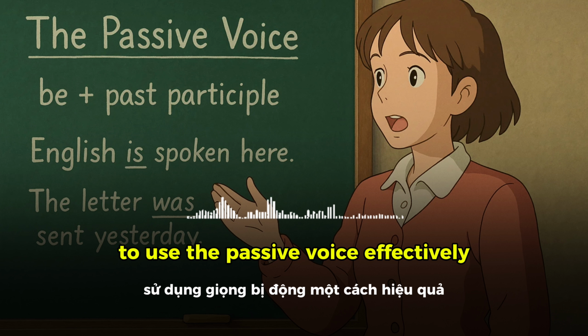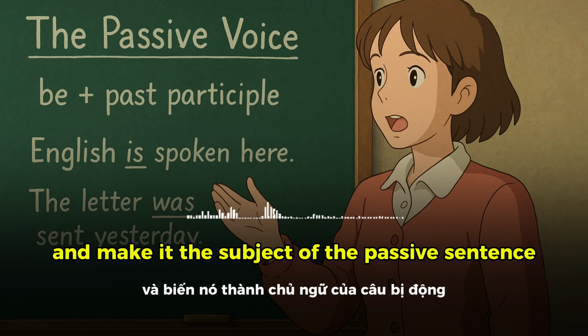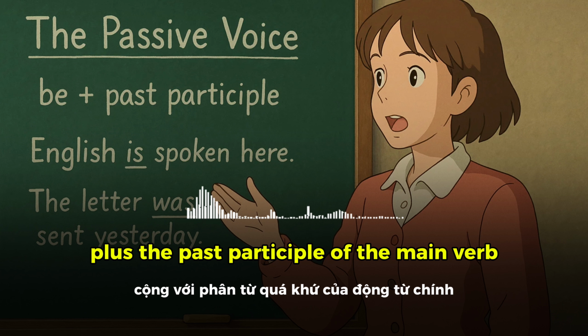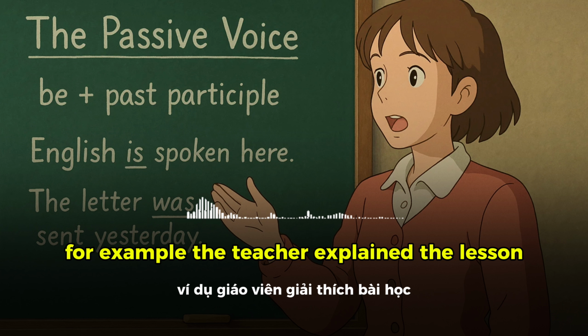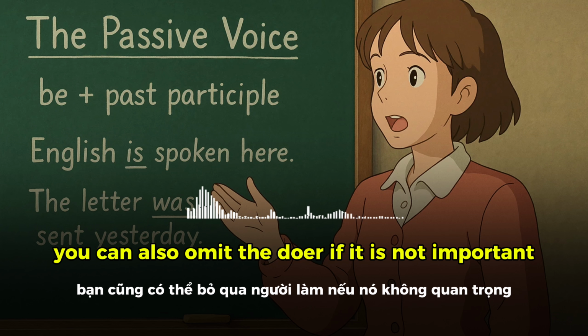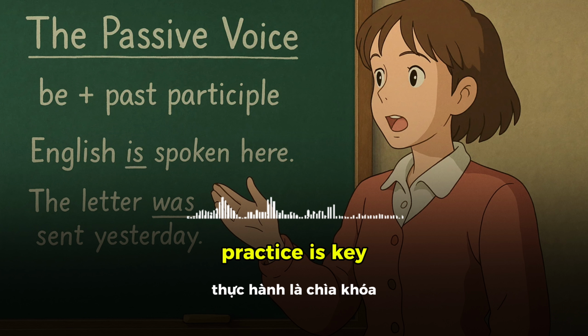To use the passive voice effectively, start by identifying the object of the active sentence and make it the subject of the passive sentence. Then, use the correct form of the verb to be plus the past participle of the main verb. For example, "The teacher explained the lesson" becomes "The lesson was explained by the teacher." You can also omit the doer if it is not important. "The lesson was explained."